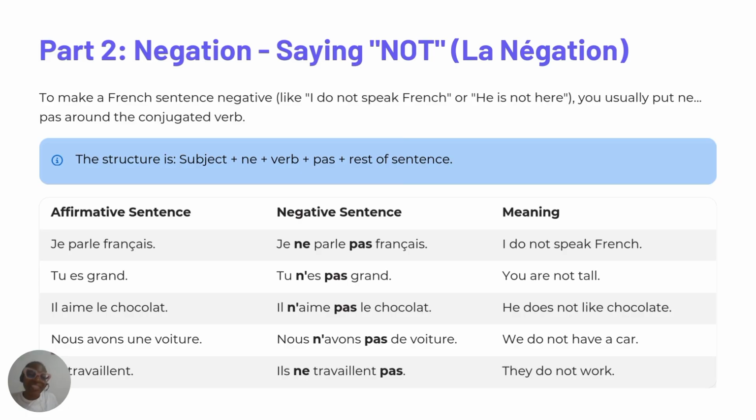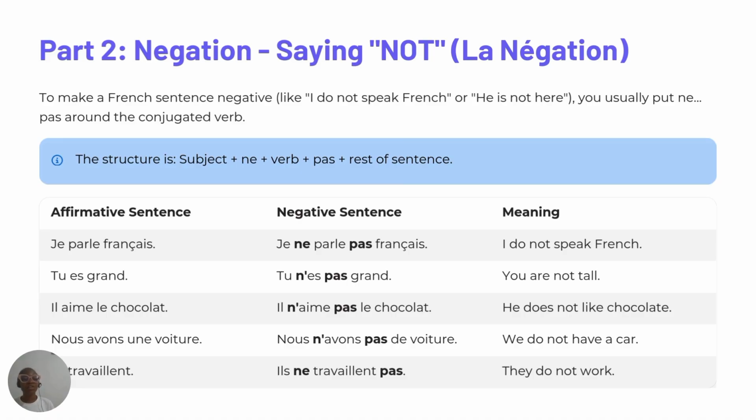All right. So the next one is il aime le chocolat. Il aime le chocolat. So you know that il is our subject. Then our ne will come, ne aime. We don't want to say ne aime because those are two vowels. So we remove the e, replace it with an apostrophe, and we have il n'aime pas le chocolat, which means he does not like chocolate. Il n'aime pas le chocolat.